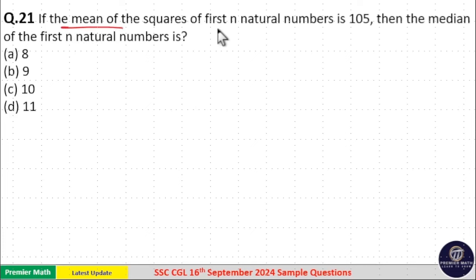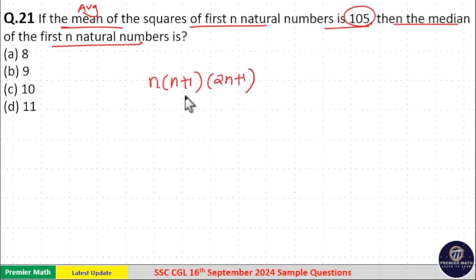If the mean of squares of first n natural numbers is 105, then median of first n natural numbers is. Here mean is average. Now take sum of squares of first n natural numbers. Sum is equal to n into n plus 1 into 2n plus 1 divided by 6. Now mean or average is equal to this divided by n itself. So n and n cancel. Now average becomes 105. Now multiply 105 into 6, which is equal to 600 plus 30, 630.